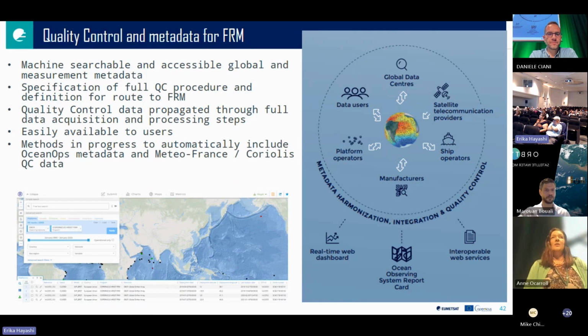Another aspect we've been working on in the last year or two is quality control and metadata for FRM. So this is together with the WMO Ocean Ops, or JCOMM Ops, as it used to be called, as Gary was talking about earlier in the week. So this means having machine searchable and accessible global measurement metadata. It means having specification of the full QC procedure and definition for the route to FRM. And it means having quality control data propagated through the full data acquisition and processing steps and easily available to users. So all of these aspects are currently in progress.